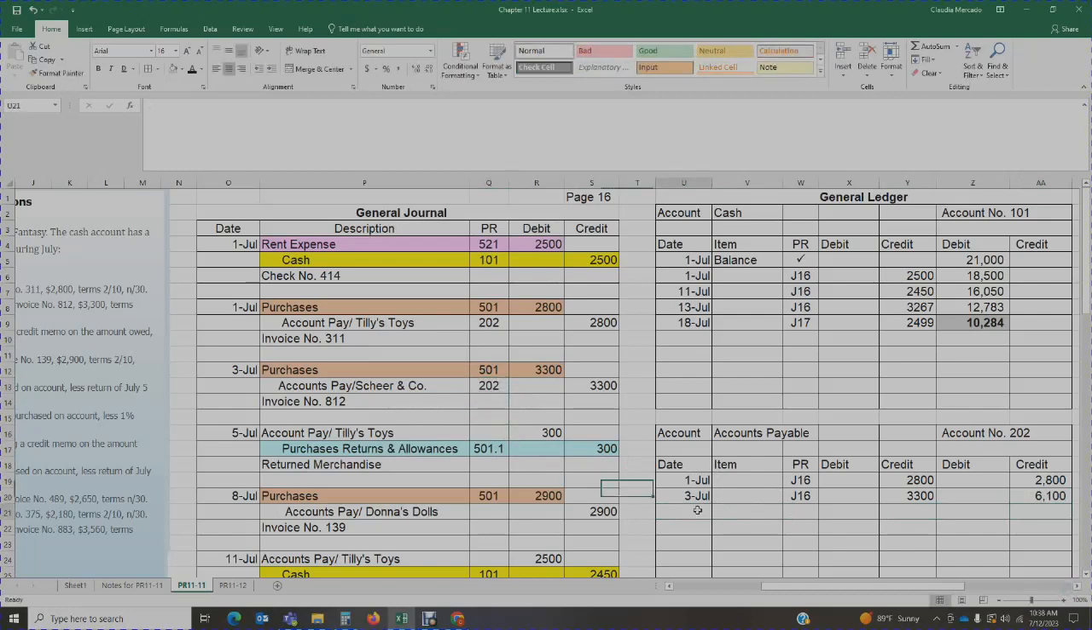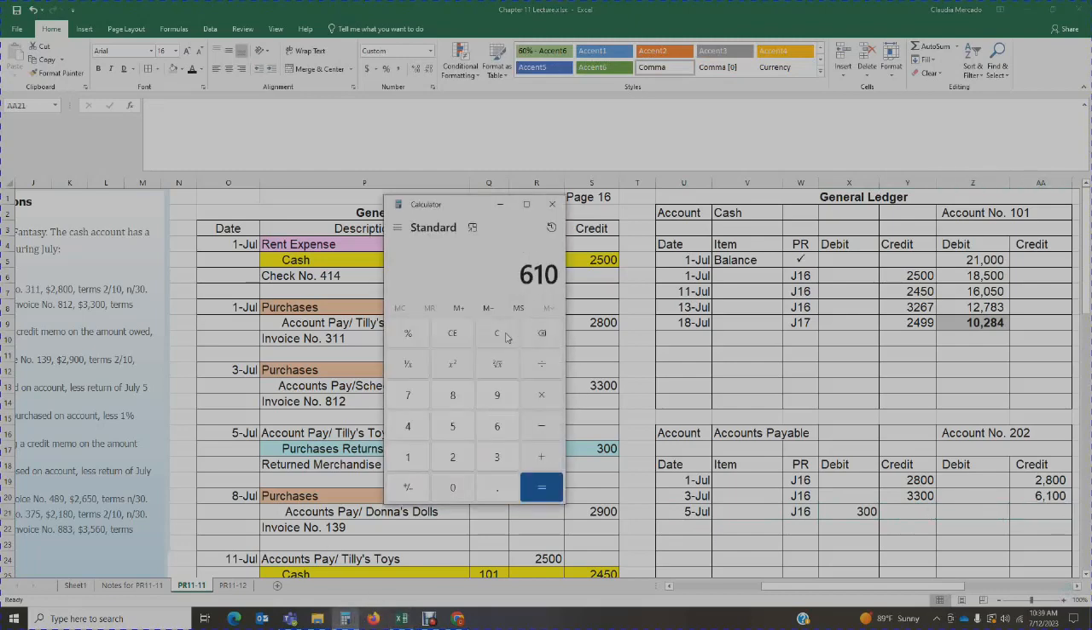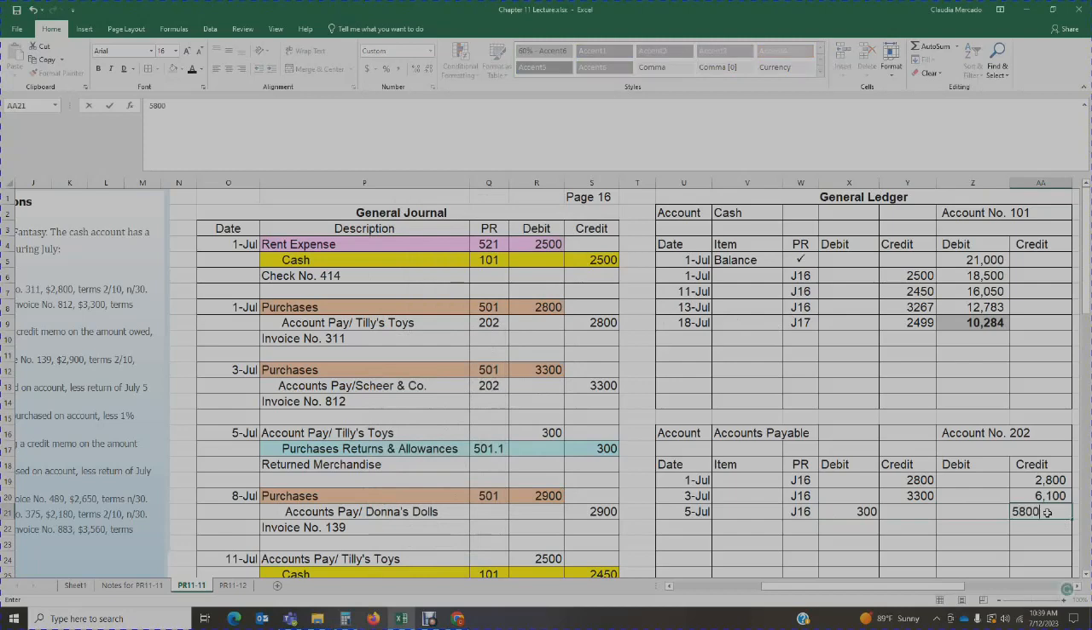And then on the 5th, Journal 16, I've got a debit of $300. Okay, because it's a debit, I'm going to go ahead and subtract. So I've got 6,100 minus $300. That's going to take me to $5,800 credit. Okay, so I subtracted. Credits get added, debits get subtracted for my accounts payable account. And then this, I'm going to put a 202.